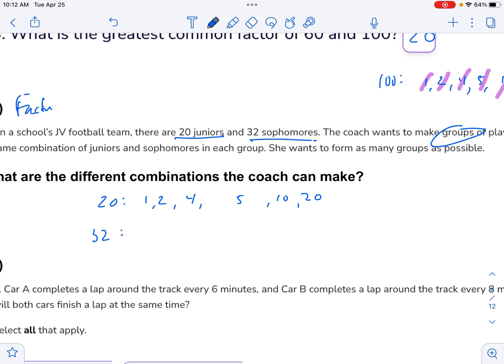Okay, and we got the 32 sophomores. Let's work the sophomores out. So we got 1 and 32. We got 2. Yeah, 2 works. 16. 3 does not work. 4 works. 4 and 8. I think that's it. That's all of them.